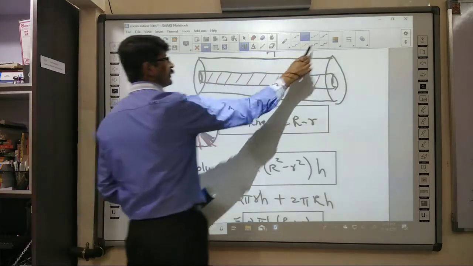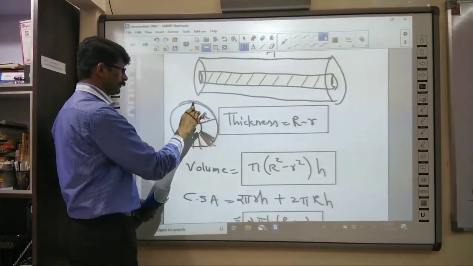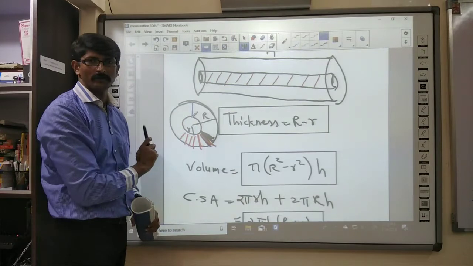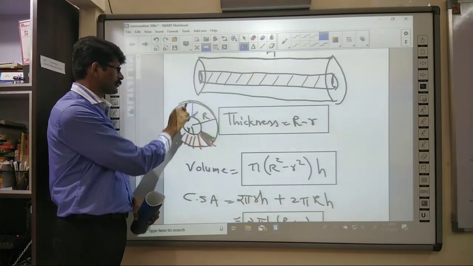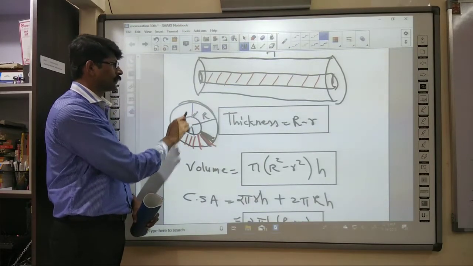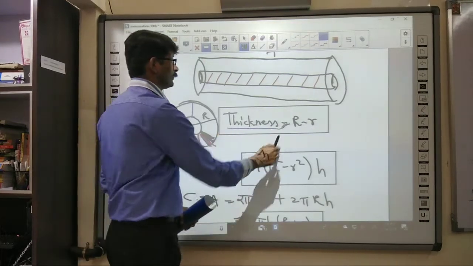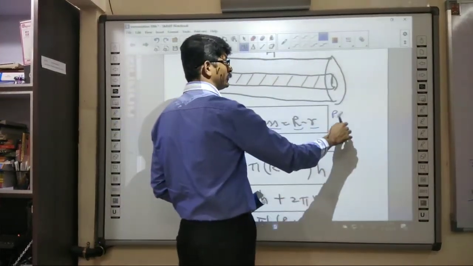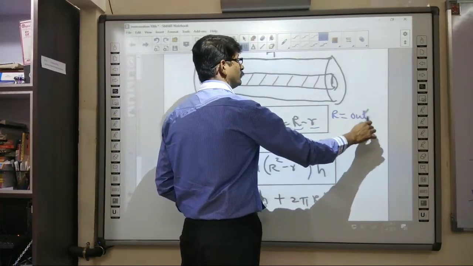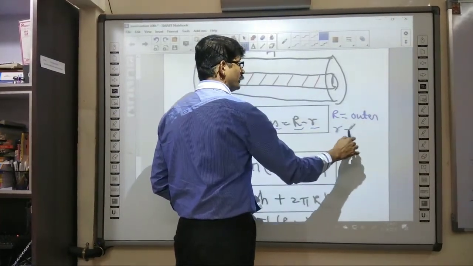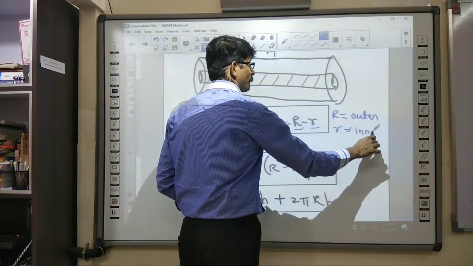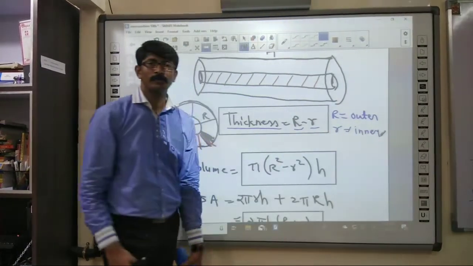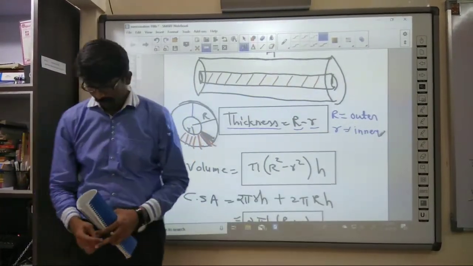I'll draw with this red pen, blue pen. This is thickness. I hope you understood. So outer radius minus inner radius is going to give us thickness. See, our capital R is the outer radius and the small r is the inner radius. I hope you have understood what this capital R and small r are.